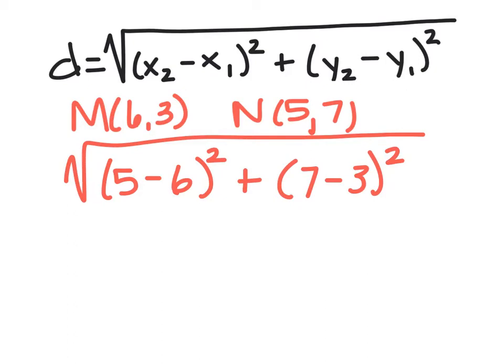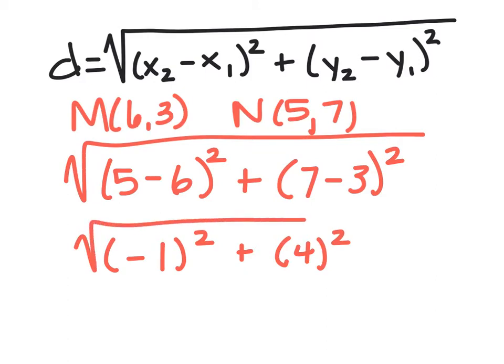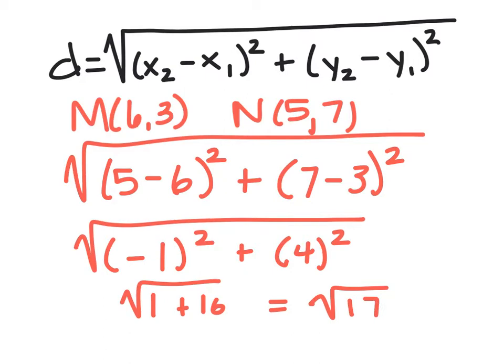So now let's do these calculations. So we're going to have -1 squared plus 4 squared, all under the radical sign. So that gives us 1 plus 16 under the radical sign, which gives us the square root of 17 as our answer. So the distance between points M and N is the square root of 17 units.